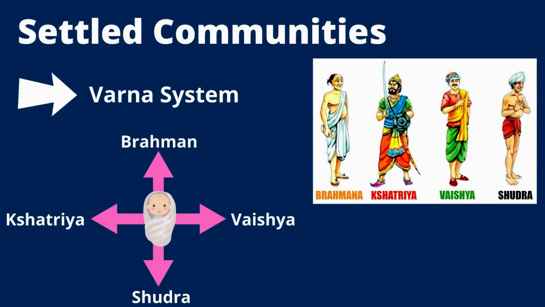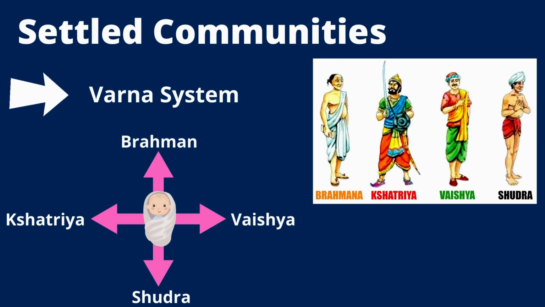The first community that we are going to look at is a settled community. Settled communities have a system which is called the Varna system or a caste-based system. That is, the Indian society, since the later Vedic period and throughout the medieval period, has been divided into 4 sections. On the right you can see the 4 sections are Brahmana, Kshatriya, Vaishya and Shudra.